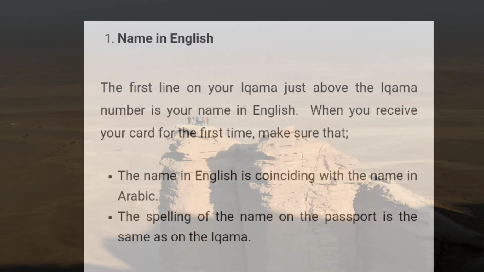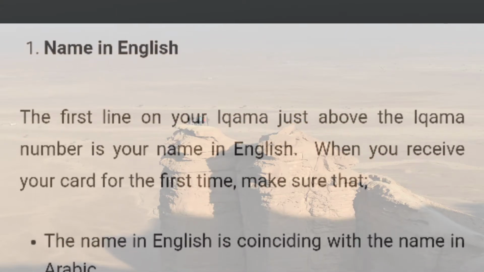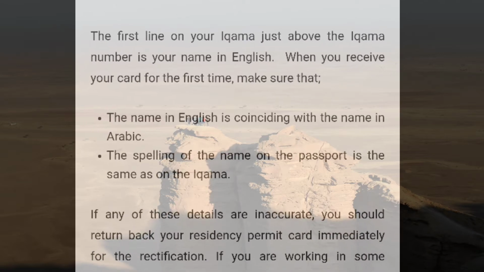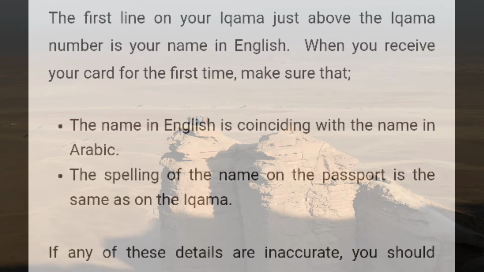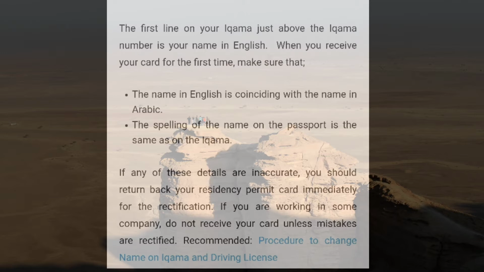Okay, let's start. Number 1. Name in English. The first line on your Iqama just above the Iqama number is your name in English. When you receive your card for the first time, make sure that the name in English coincides with the name in Arabic and the spelling of the name on the passport is the same as on the Iqama.